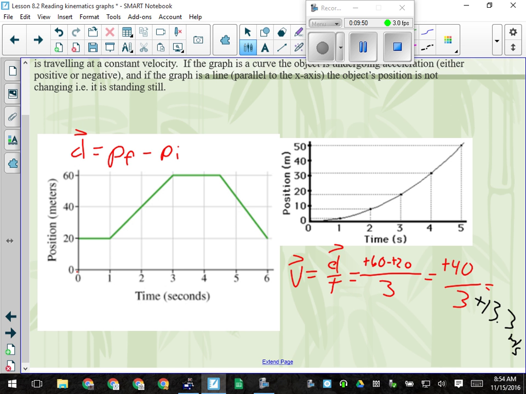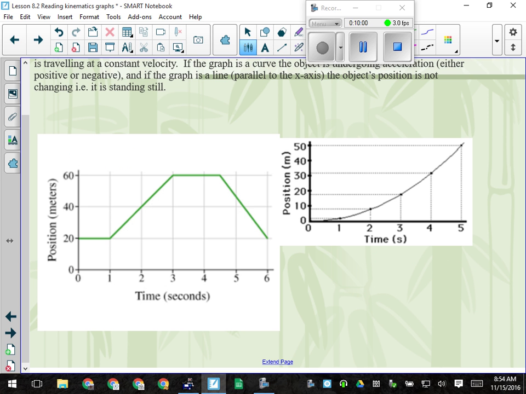Okay, another thing that you might be asked to do. What is the total distance traveled in this graph? Okay, let's check it out. How far do I go here? 0. Okay, how far do I go here? 40. Here? Here? Okay, 80 meters. Okay, total distance is 80 meters.